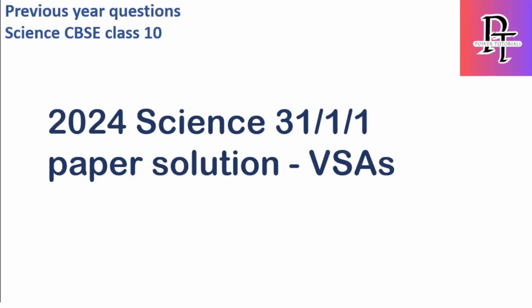So today we are going to cover 2024 Science 31/1/1, that is set 1, and that first type of set 1 paper, and today we are going to cover very short answer questions, that is section B.